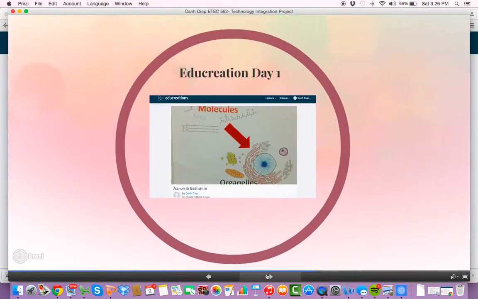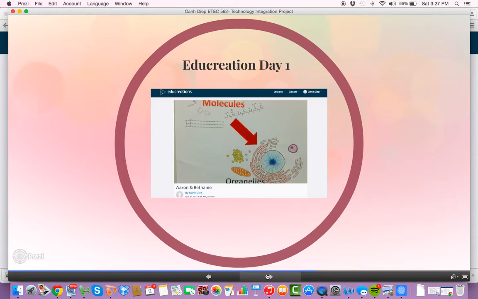And here is how Educreations looks. This is an example, a screenshot of an Educreations slide or video that my previous kids have made for levels of organization.